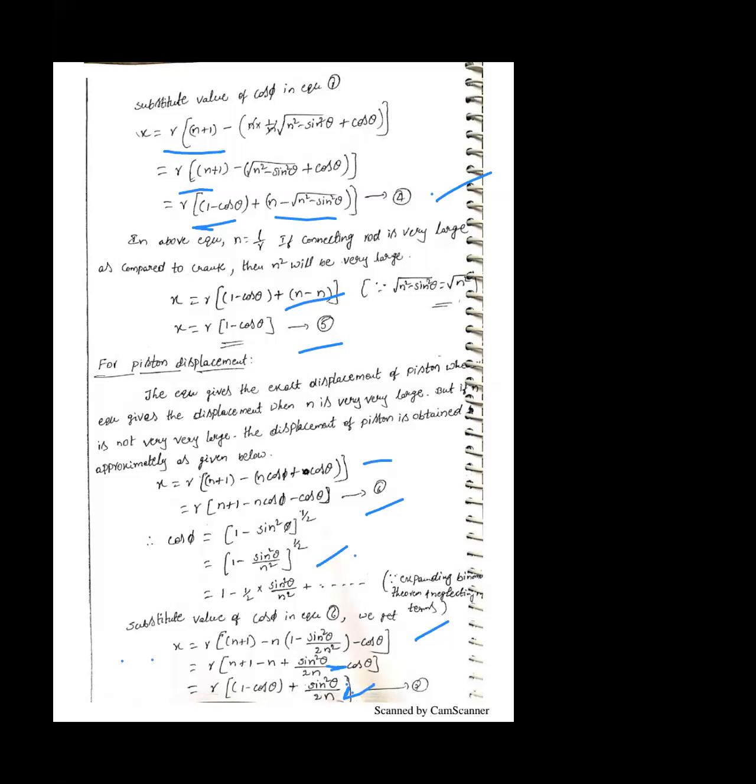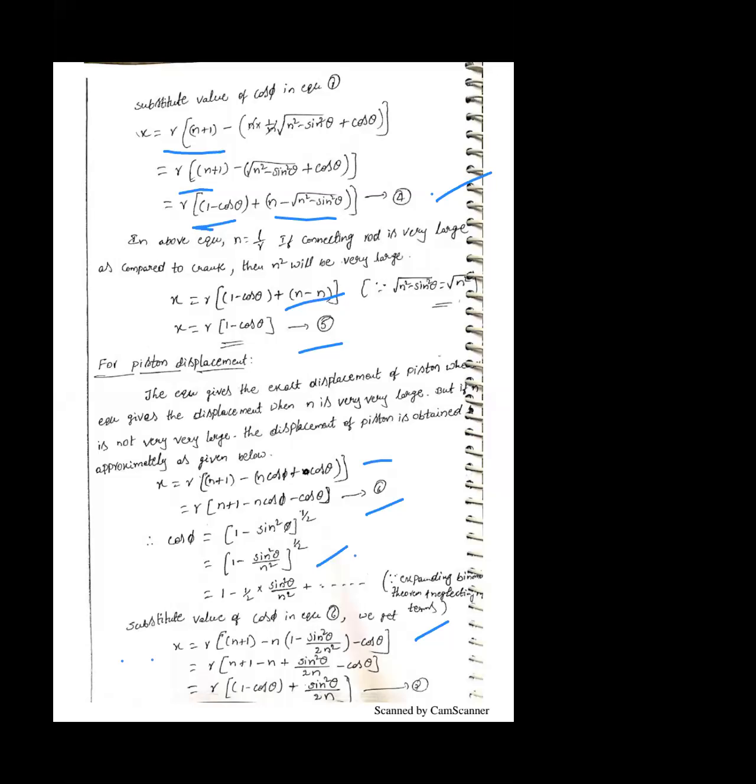All of you observe that. Listen, we are neglecting the n square value here. Why? Because the term replacing cos phi, 1 minus sine square theta by 2n square, is multiplied with n. When multiplied with n, one n cancels, so the remaining term is only 2n. So n plus 1 minus n plus sine square theta by 2n minus cos theta is there.